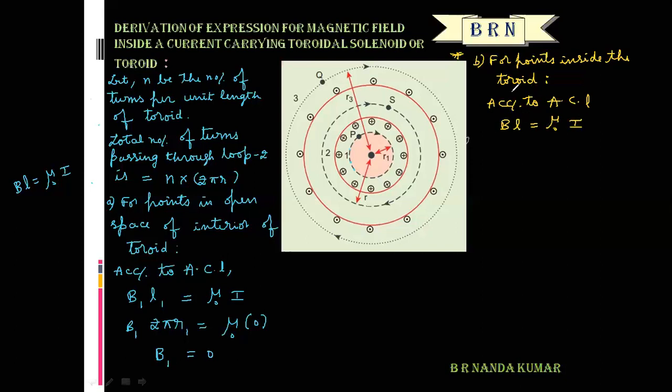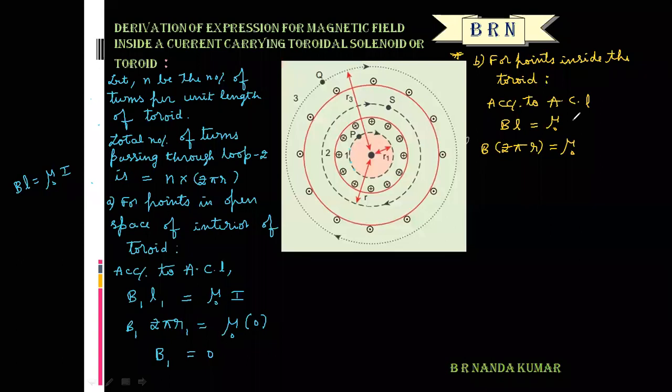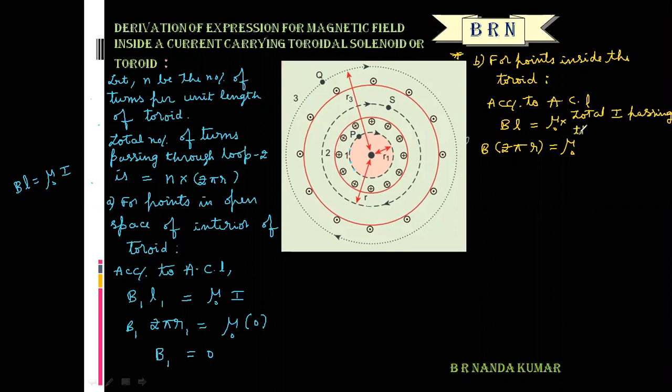So B is the magnetic field inside the toroid. L is the length of loop 2, that is 2 pi r, where the radius of loop 2 is r. So 2 pi r B is equal to mu naught times I, meaning the total current passing through loop 2.